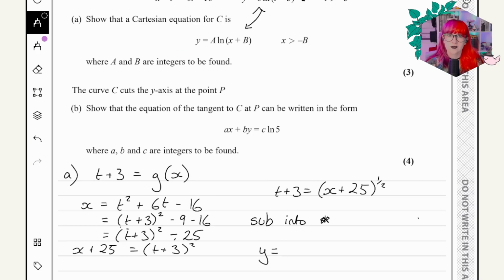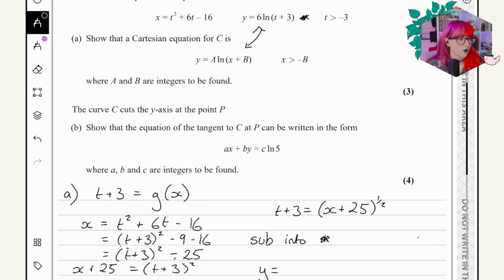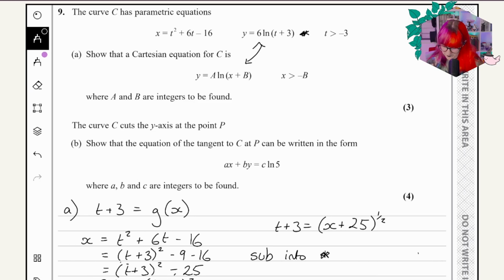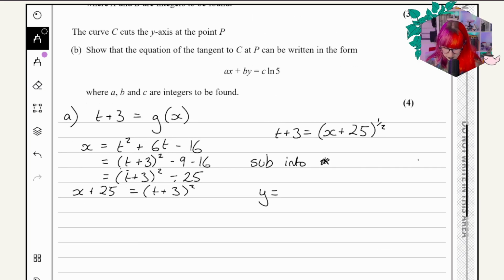Okay. You can't see the top. That's annoying. There we go. I'm going to move it anyway.